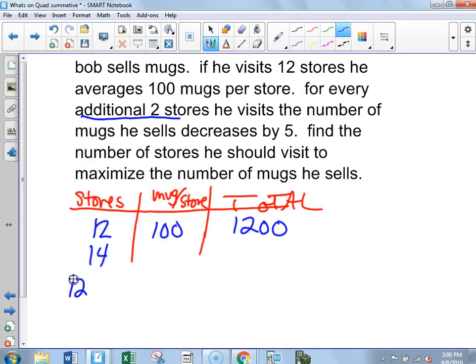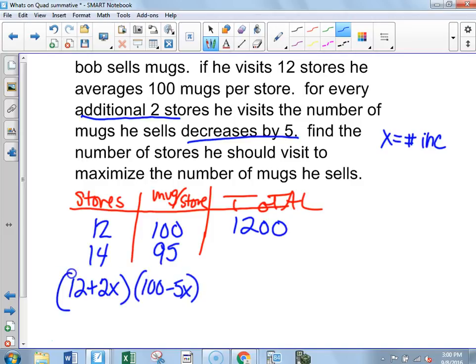14, or 12 plus 2 over and over and over? Where x is the number of increases or decreases. Because this one's going to decrease, right? What's this one doing? Decrease by 5, so this would be 95. So we'd have what? There we go.